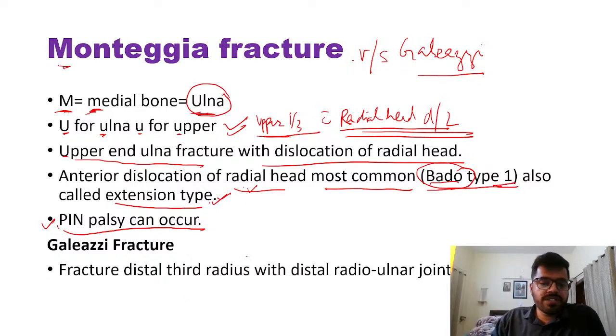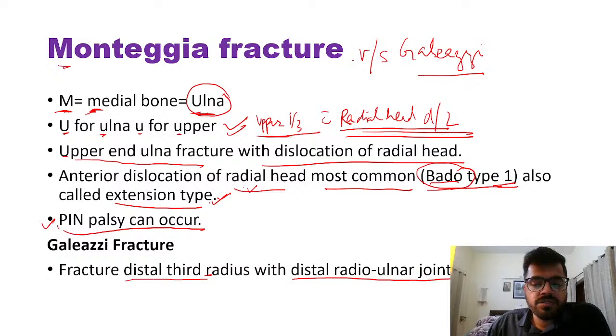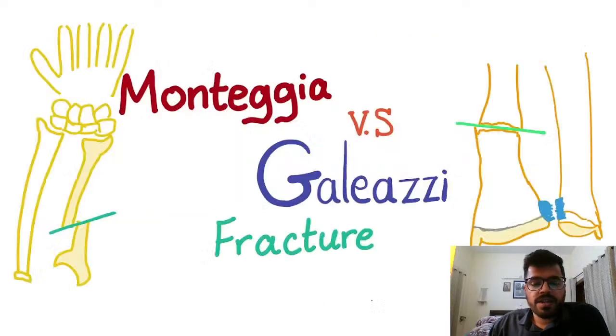Then we come to Galeazzi fracture. It is the opposite, that was proximal, so this is distal. That was ulna, so this is radius. Distal third radius with distal radioulnar joint disruption, DRUJ disruption. So that's the difference between Monteggia and Galeazzi fracture.